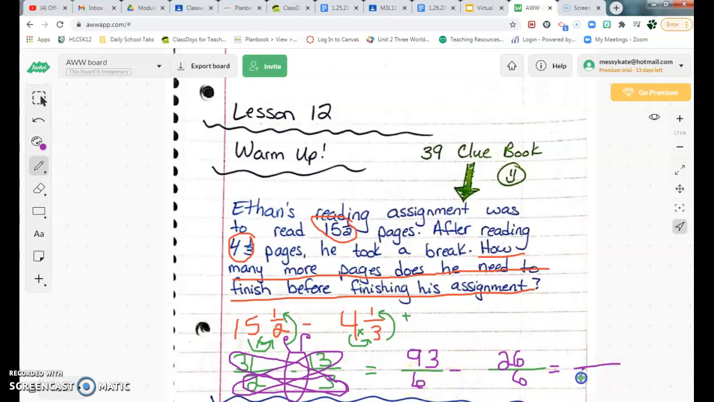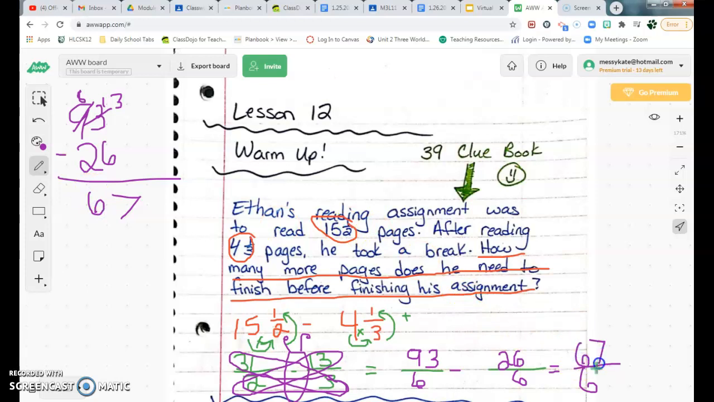I know my denominator is going to stay 6. 93 minus 26. I'm going to do that on the side. It's totally fine to not know these off the top of your head, guys. It's nice to go through and double check your work. 13 minus 6 is going to get me 7. This now is an 8. 8 minus 2 is going to get me 6. So I've got 67 over 6.